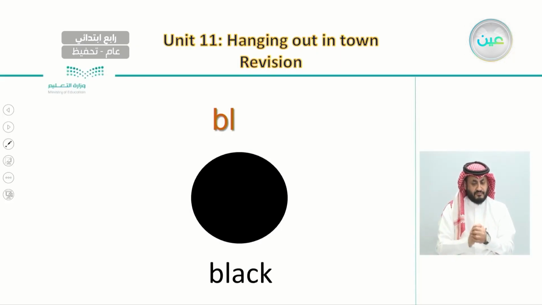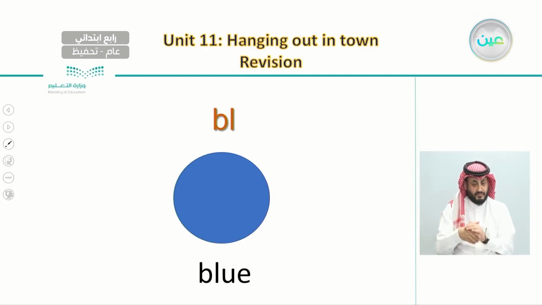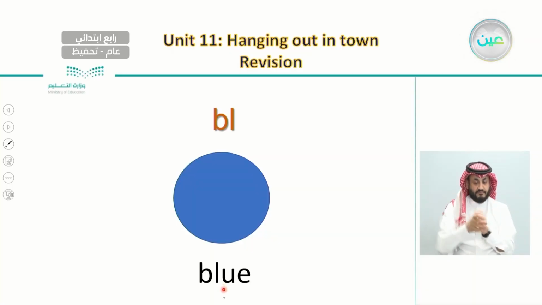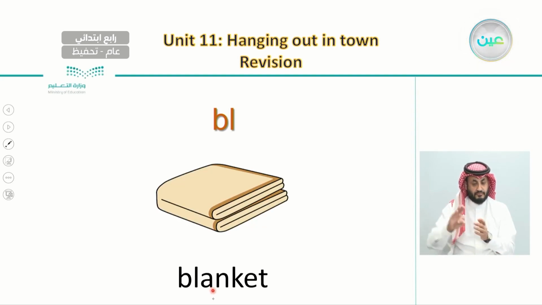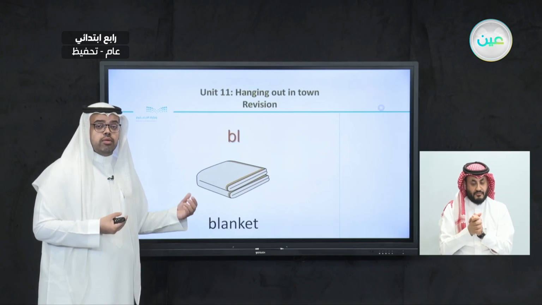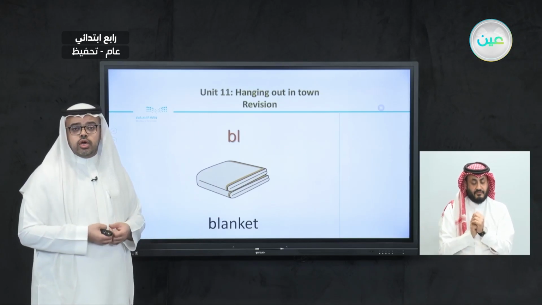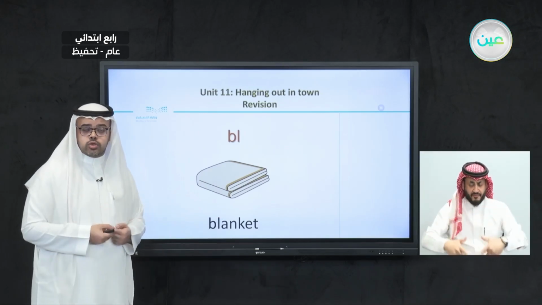Also, the third word with this blend is another color, which is the color blue. Blue. Say after me, blue. Now, the fourth word we have for this blend was blanket. Blanket. Say after me, blanket. A blanket is usually a piece of textile that we always use when we go to sleep in our bed, or if we want to get warm.